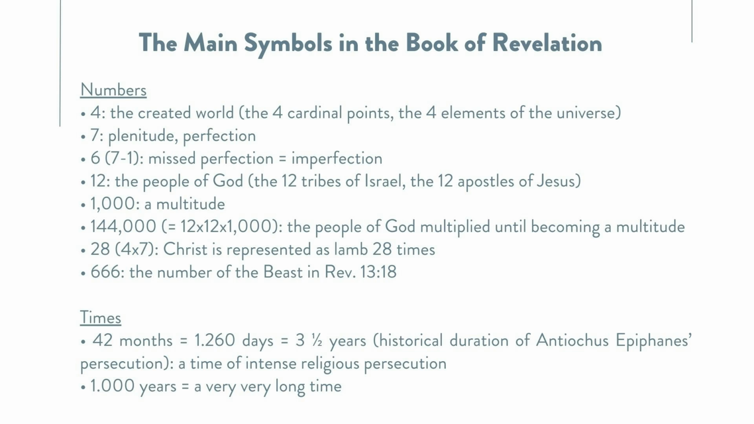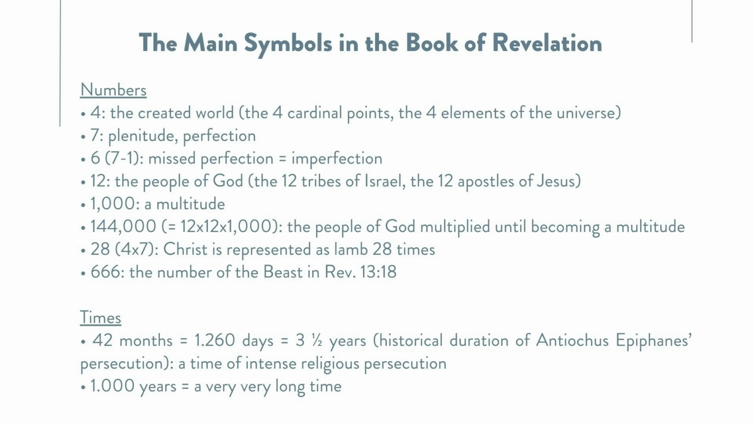666. This number appears at the end of chapter 13, where it is designated as the number of the beast. Much has been written about it. We will look at it later when the time comes. In the meantime, we can already easily understand that its meaning includes imperfection. 3 times 6.